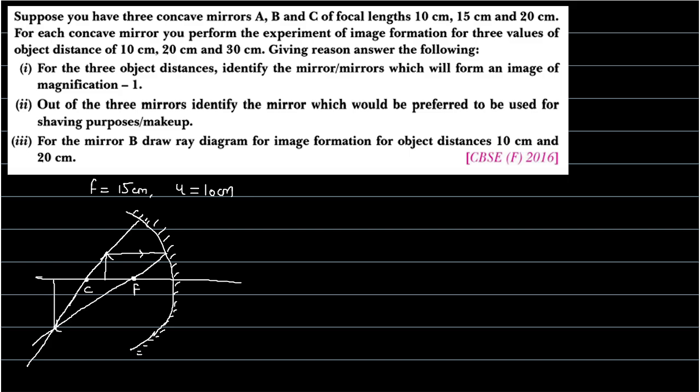So image will be like this. If object is AB, it will be B dash A dash, right? Clearly mark the ray diagram M, M dash, this is P. Now it is complete, right?